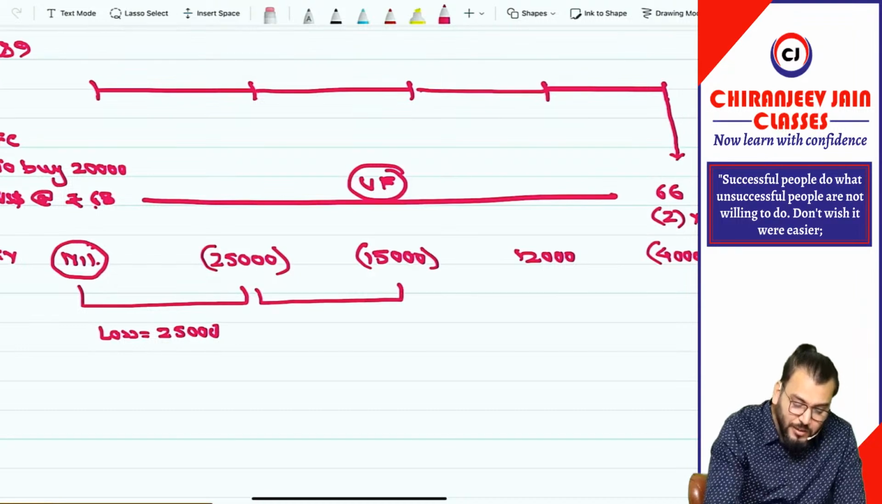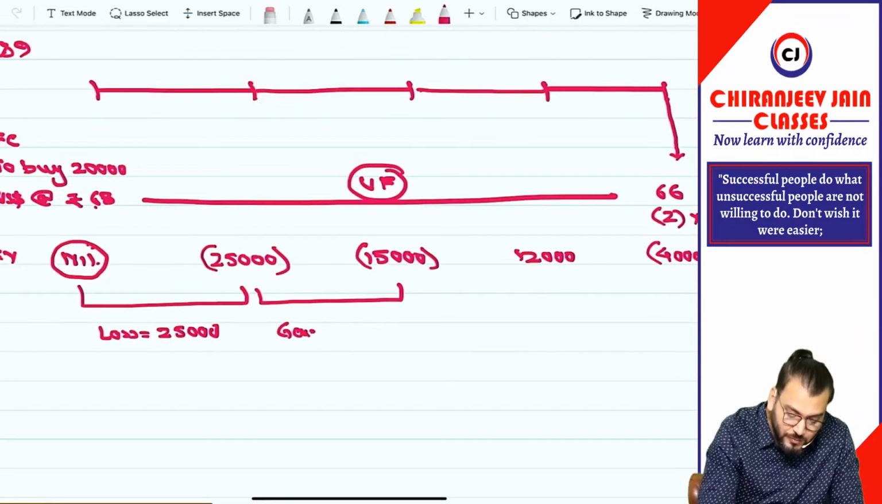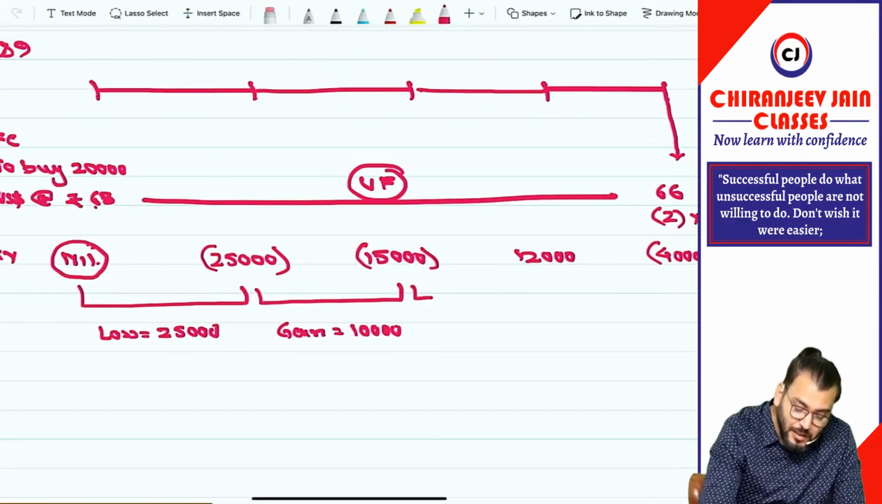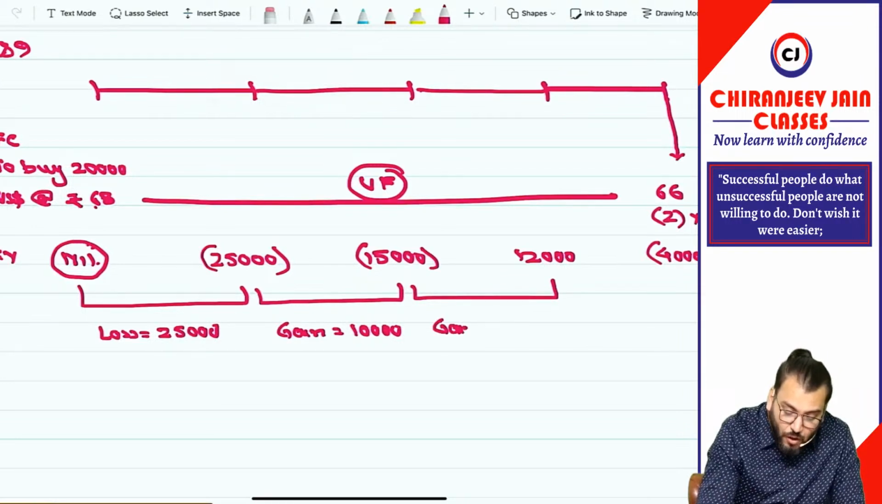In the second quarter, you can see liability decreases. It means there is a gain of what? 10,000. There is a gain of 10,000. Correct. And in the third quarter, you can see liability becomes asset. So there is a gain of what?